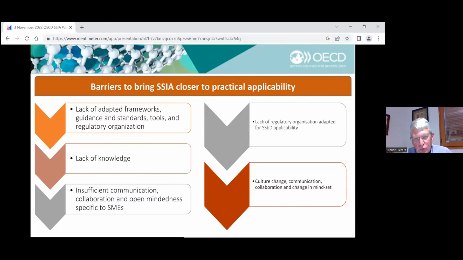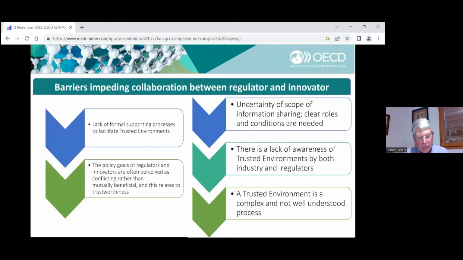So if we could go to the next slide, we will speak about the part of the barriers regarding the collaboration between regulator and innovator. It's clear that this collaboration is a key parameter to be a success with CA. So one of the barriers, the main barrier, is the lack of formal supporting process to facilitate a trusted environment. Then the policy goals of a regulator and innovator are often perceived as conflicting rather than mutually beneficial. Then there is number 3, uncertainty of scope of information sharing.